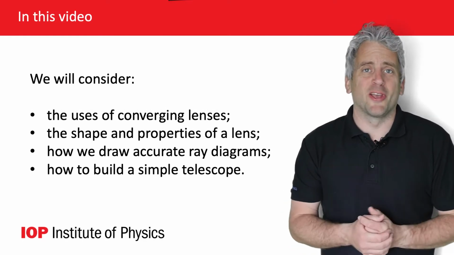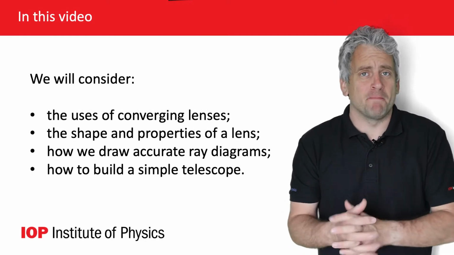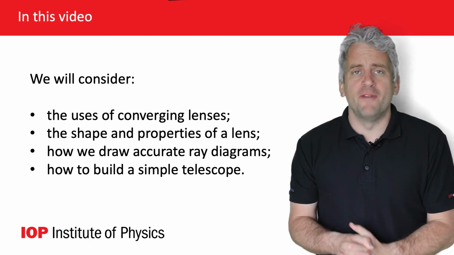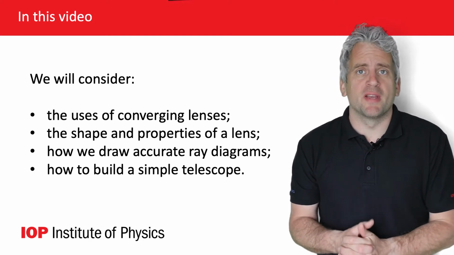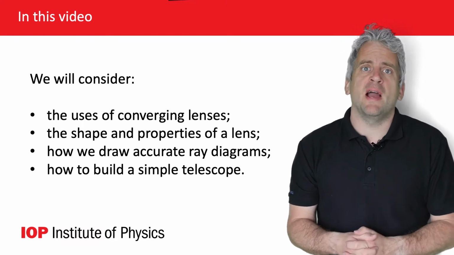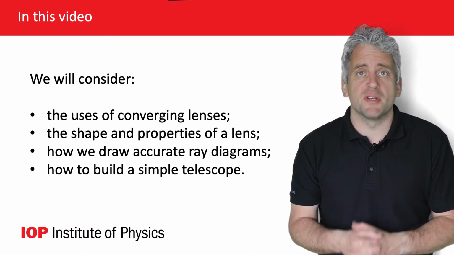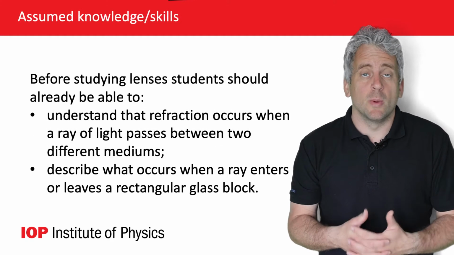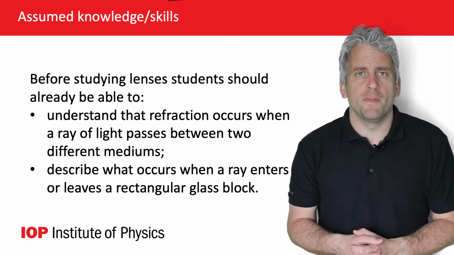Today we're going to be looking at lenses, focusing, if you'll pardon the pun, on converging lenses. We'll start by considering the uses of converging lenses, the shape and properties of a lens, and how we can draw accurate ray diagrams to describe the properties of lenses. We will end by building a simple telescope.